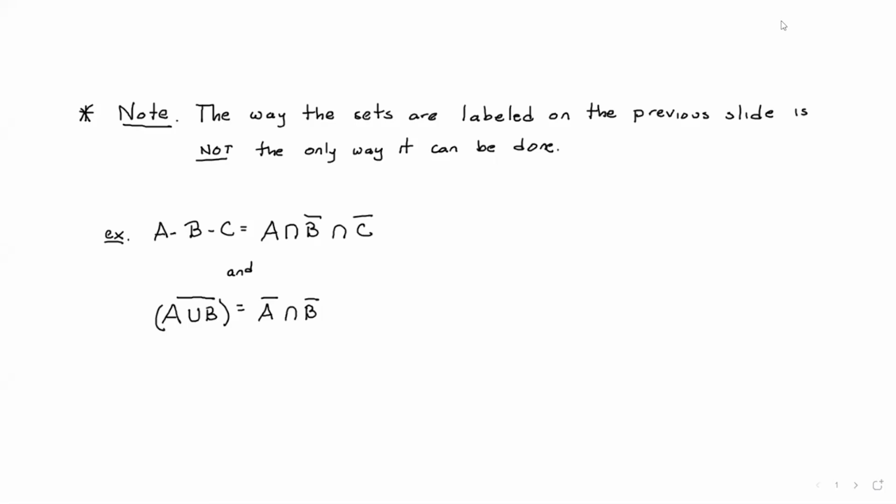You can see as my first example, I rewrote A minus B minus C as A intersect B complement intersect C complement. They're the same set. For now, you can just look at the Venn diagrams and either by intuition, or by writing it out with pictures the way I did previously, you can see that these 2 sets are the same. Another example would simply be saying that A union B complement is the same as A complement intersect B complement.